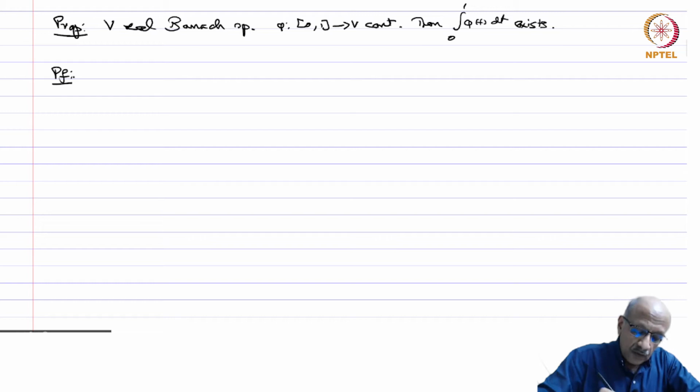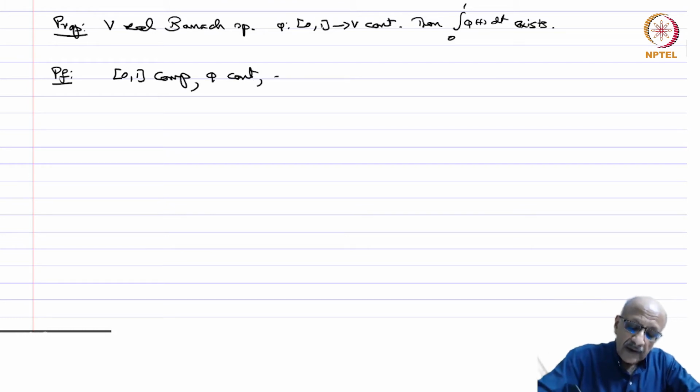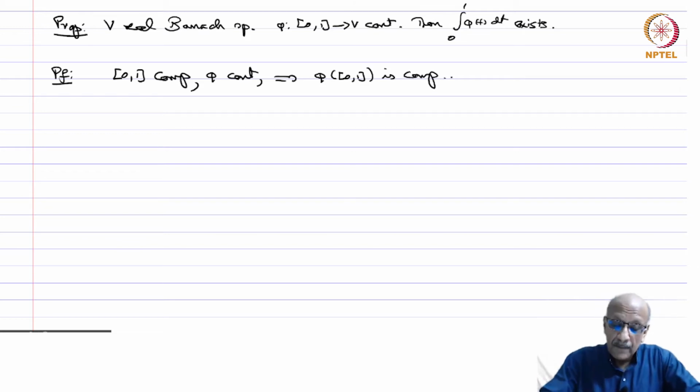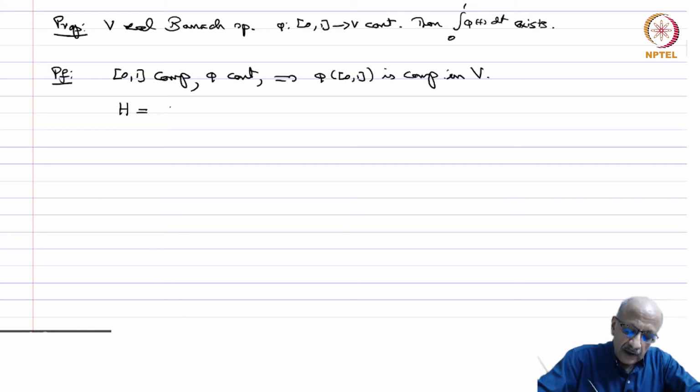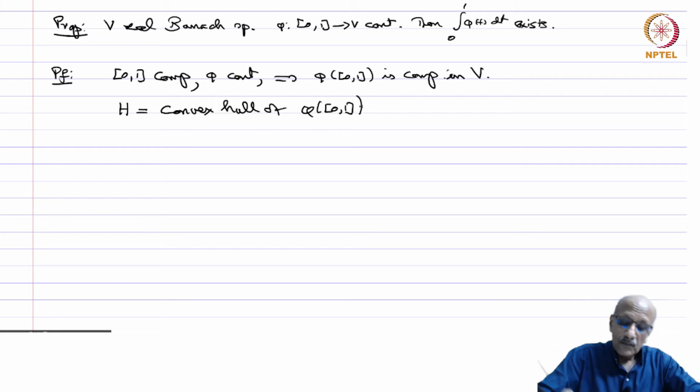Okay. So [0,1] is compact, phi is continuous, which implies phi of [0,1] is compact. Continuous image of a compact set is compact. So this is compact in V. Okay. So now you take H to be the convex hull of phi of [0,1]. So that means it's the smallest convex set which contains this image.